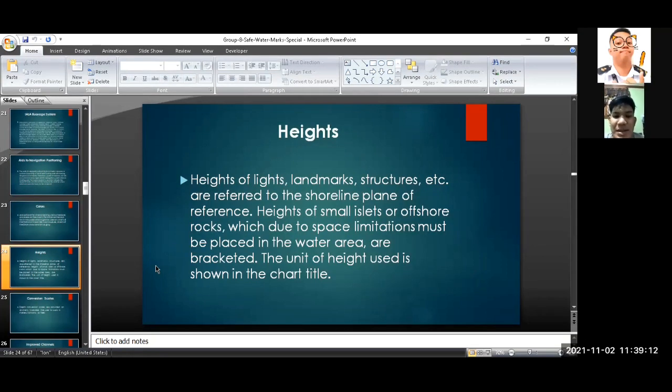Heights. Heights of lights, landmarks, and structures are referred to the shoreline plane of reference. Heights of small islets or offshore rocks, which due to space limitations must be placed in the water area, are bracketed. The unit of height used is shown in the chart title. So may I call Cadet Maglinde to report the next slide.